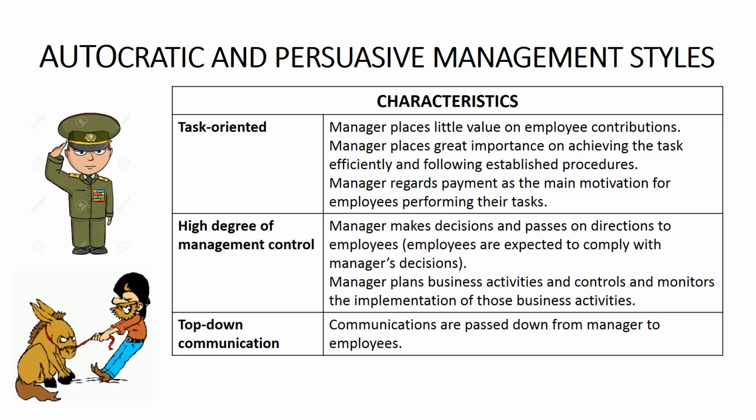Finally, both the autocratic management style and the persuasive management style involve top-down communication, that is, communication from the manager to the employees. This is because all decisions are made by the manager, and so the only communication that's necessary is to tell the employees what the manager's decisions are so that the employees can implement those decisions. The manager's not interested in consulting with employees about the manager's decisions, or in receiving any feedback from employees on the manager's decisions.